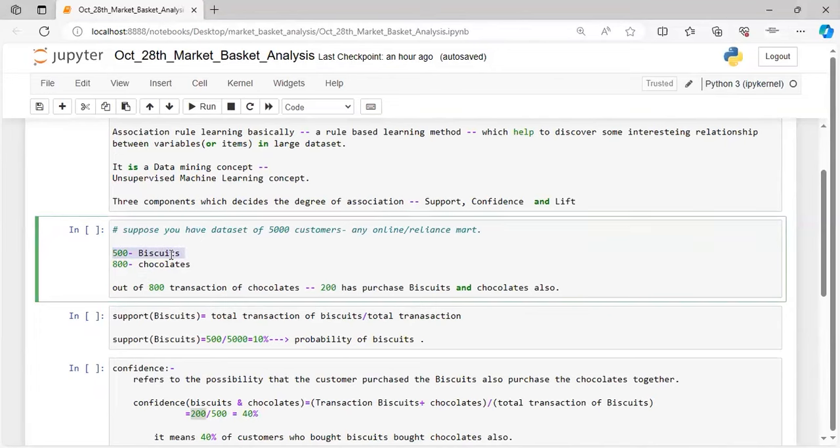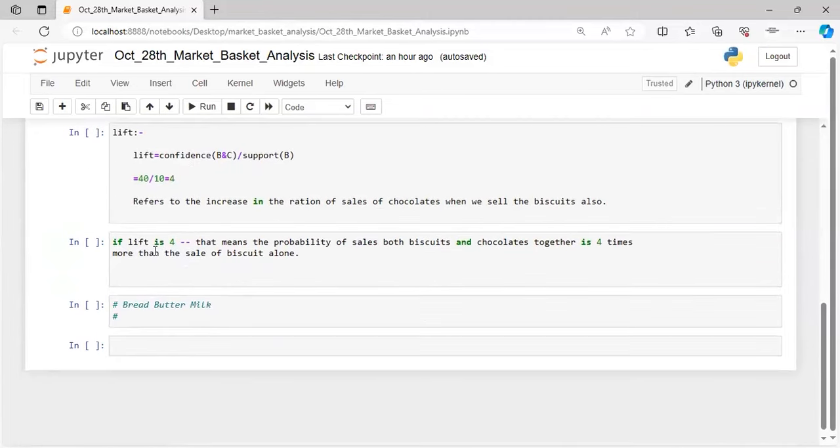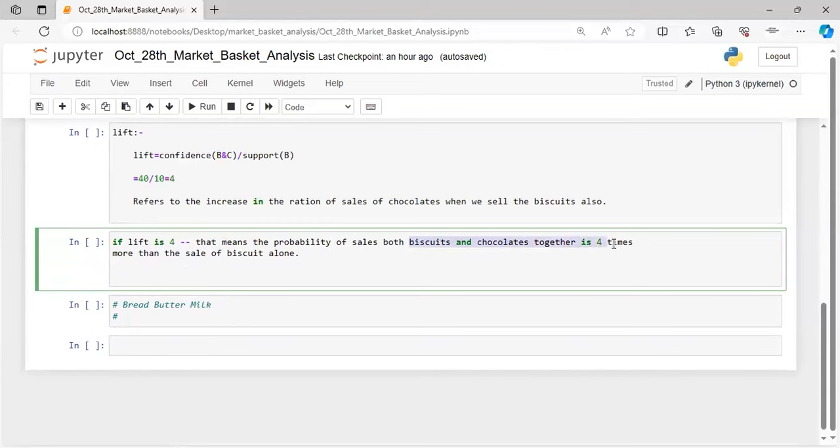So the lift value, it is misleading, right? No. What is the statement of the lift value? That if the lift is 4, that means the probability of sale of both biscuit and chocolates together is 4 times more than the sale of the biscuit alone. Biscuit alone is there also, but there are 4 times more chances that the people who are buying the biscuit will buy the chocolate also. That's the meaning.